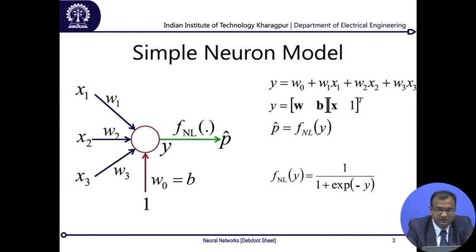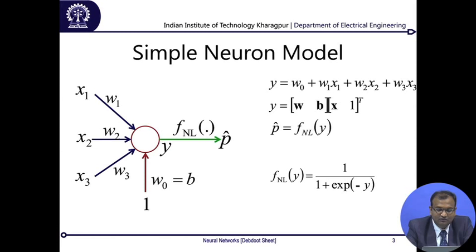This nonlinear function can be of this particular form, 1 by 1 plus e to the power of minus y, where y is the input given to this nonlinear function, and it has a very famous name: the sigmoid nonlinearity function. If you look very carefully, when the value of y tends towards 0, you have e to the power of 0, which makes it 1. So the value at y equal to 0 for this function is 0.5.